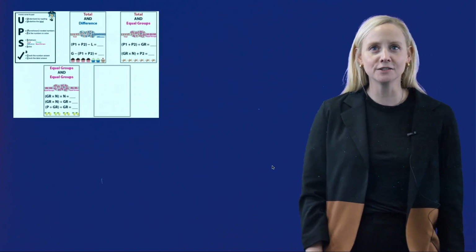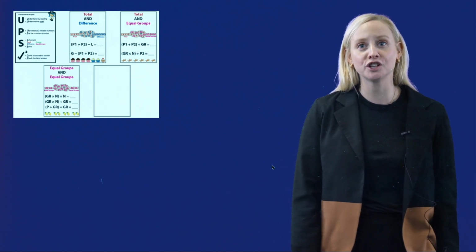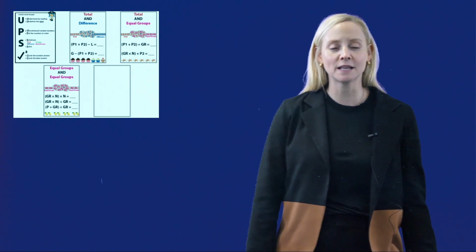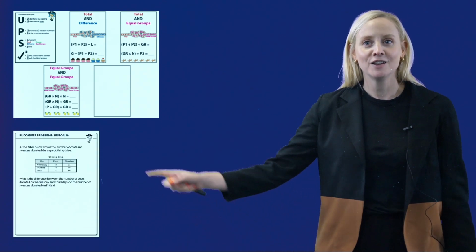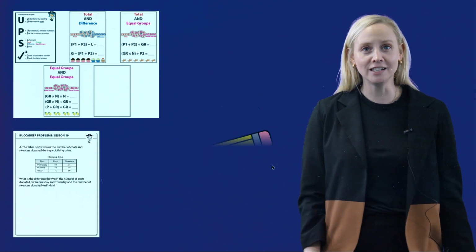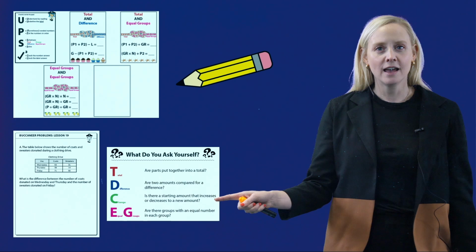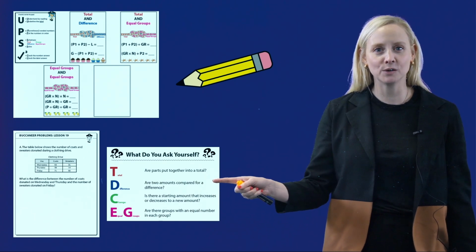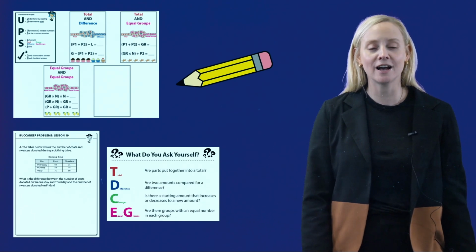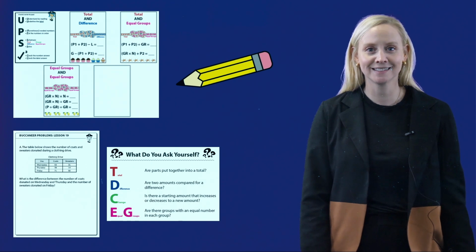So as we work through multi-step word problems with equal groups and equal groups schemas, we're really thinking about those Buccaneer Problems. Here are the materials you will need: your multi-step word problem schema mat version 3 that has our equal groups and equal groups equations, your Buccaneer Problems worksheet, a pencil, and then the What Do You Ask Yourself poster, which will help us differentiate across the 4 different schemas.